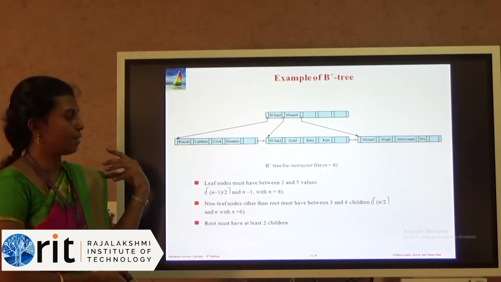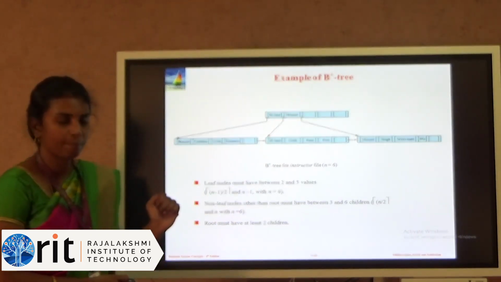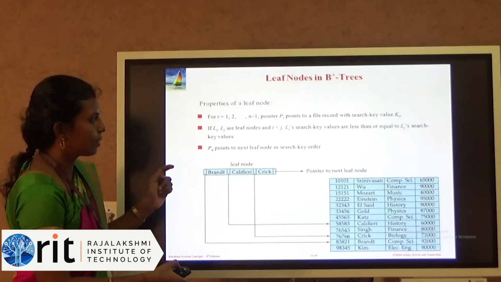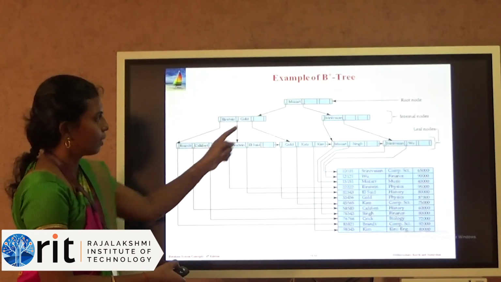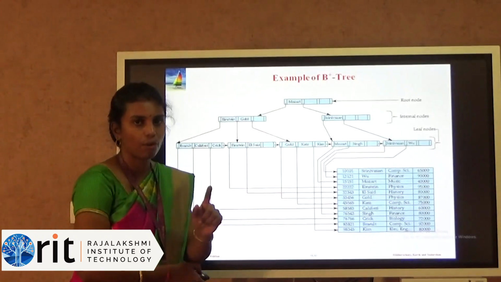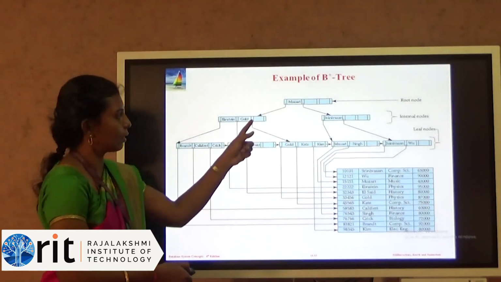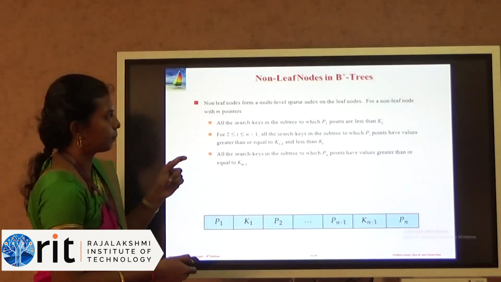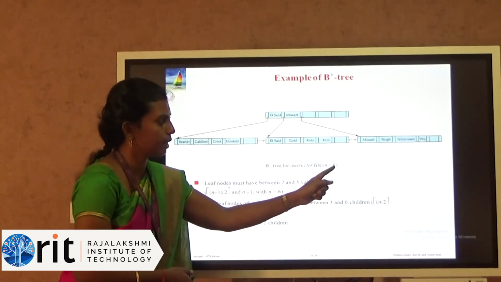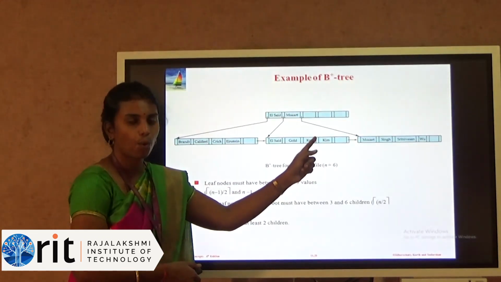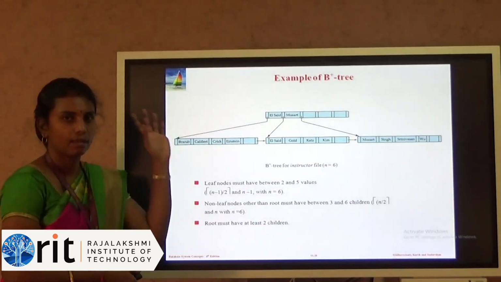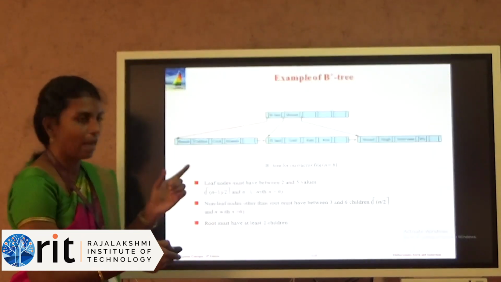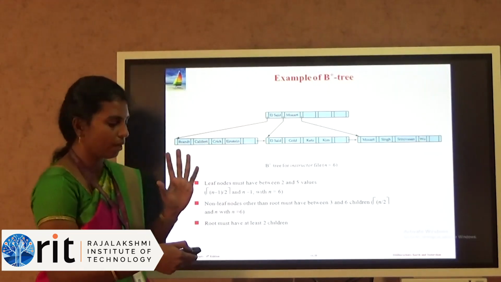Then, examples of B plus trees. This is an example of a B plus tree with n equal to 4. In previous slides we can see the structure. There are 3 levels used to hold all the records. With n equal to 6, only 2 levels are enough to hold all 12 records of the instructor table. This is the difference between the n values. Choosing the n value is the crucial part in the B plus tree.